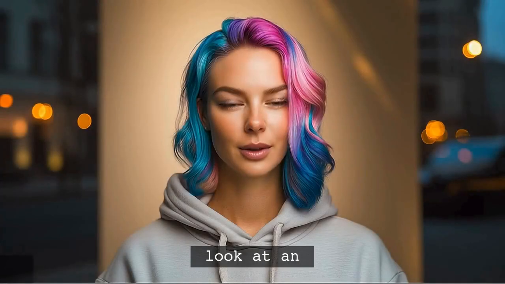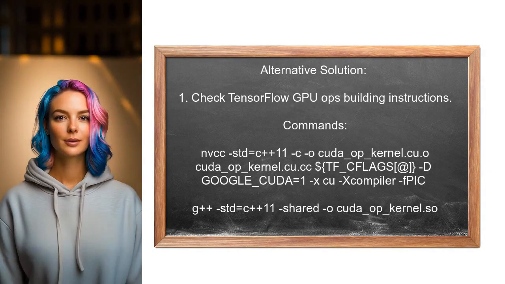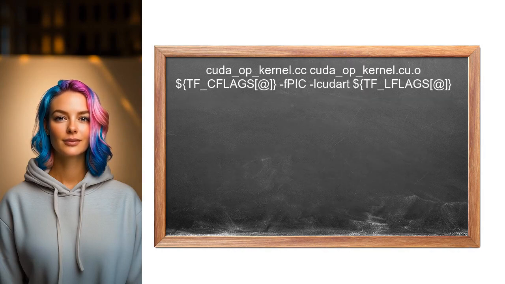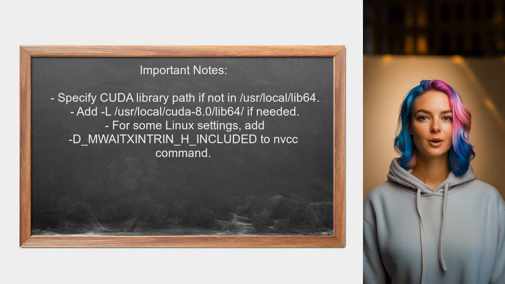Let's take a look at an answer from another user. This user suggests checking the official GPU ops building instructions on TensorFlow's website. They provide specific commands for compiling your CUDA kernel and shared library. They also note that if your CUDA libraries are not in the default location, you need to specify the path in the G++ command. Additionally, for some Linux setups, you may need to add a specific option to the nvcc command to avoid errors.